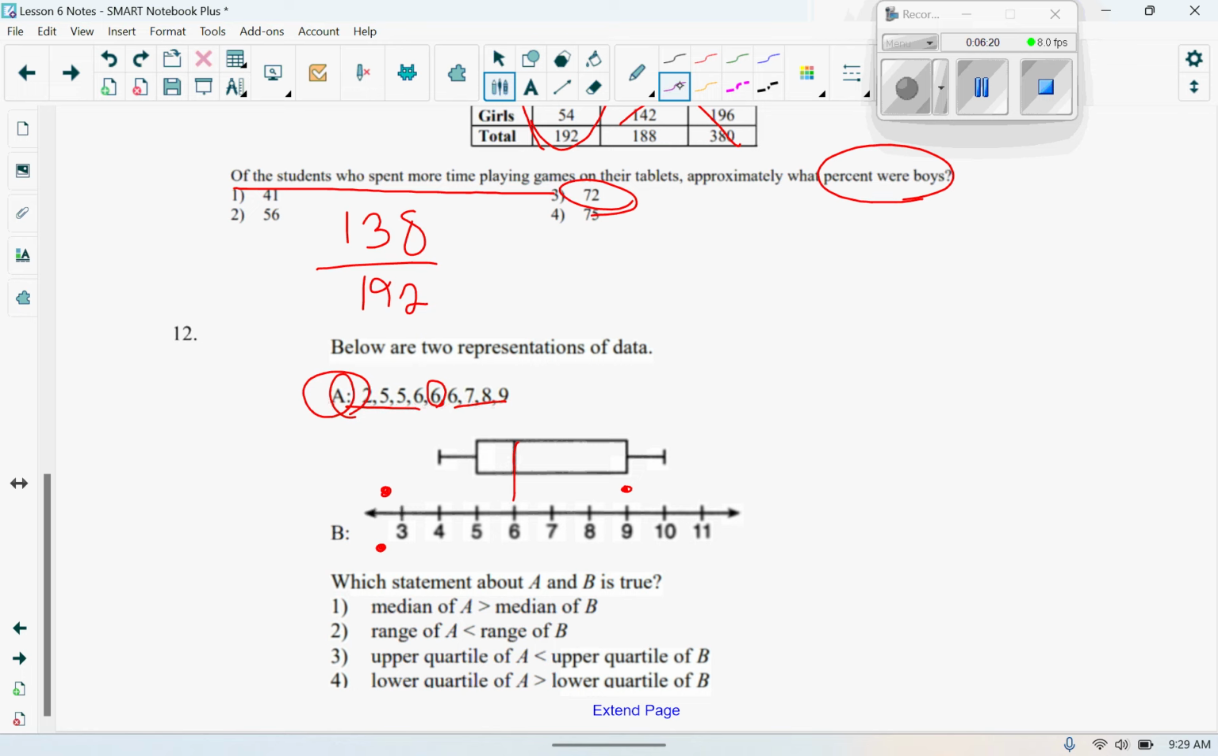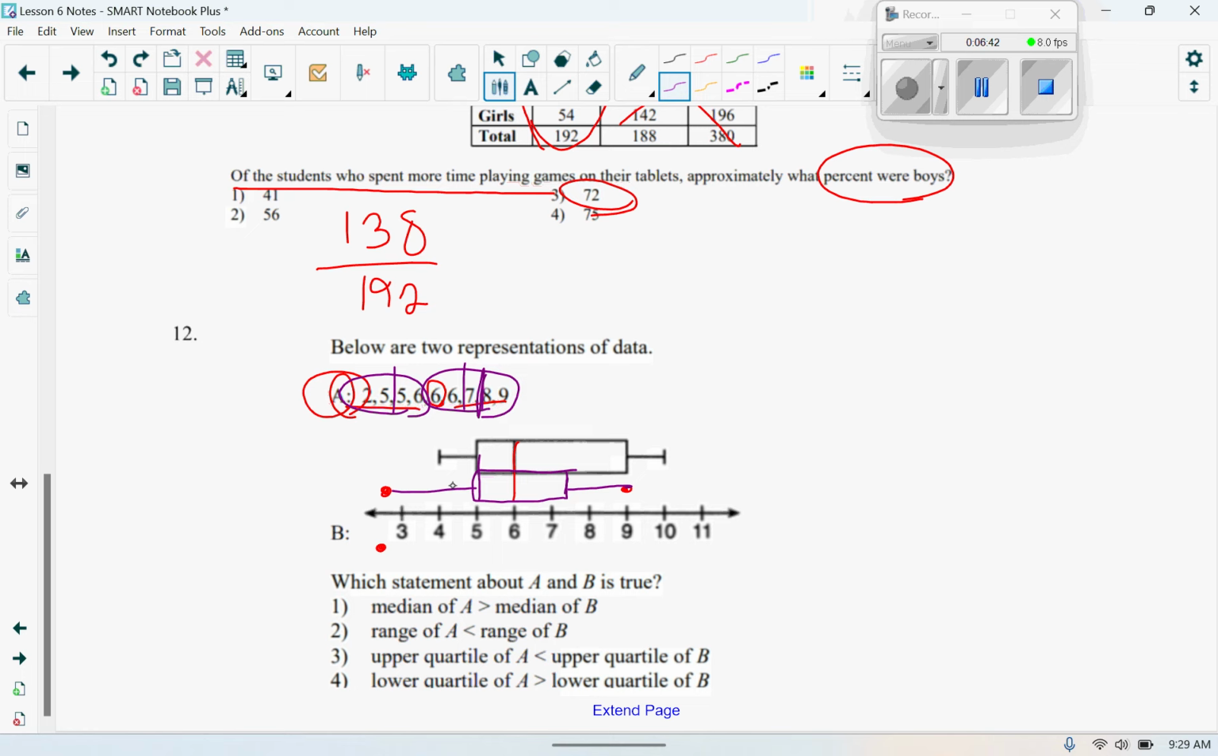My lower quartile is the median of this, so that's going to be 5. Ooh, that's the same too. My upper quartile, let's see, it looks like 6.5. Oh, sorry, no, 7.5, right there. And so I think I have everything I need to compare.